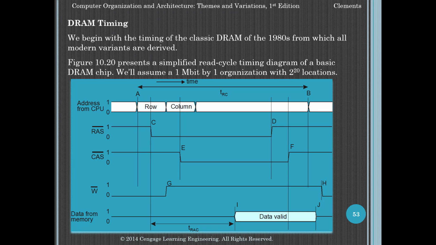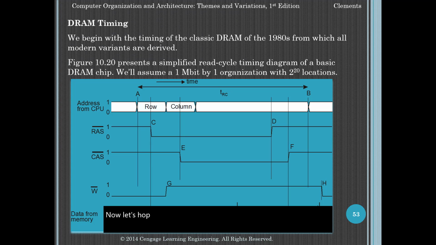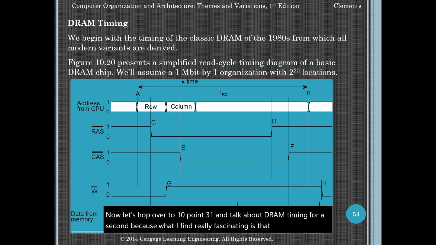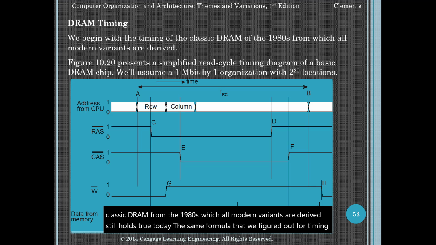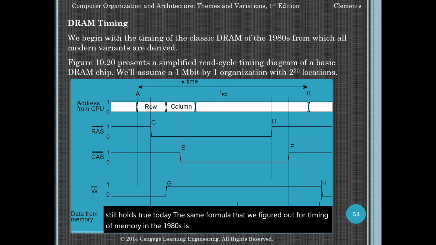Now let's hop over to 10.3.1 and talk about DRAM timing for a second, because what I find really fascinating is that the timing of our classic DRAM from the 1980s, from which all modern variants are derived, still holds true today. The same formula that we figured out for timing of memory in the 1980s is exactly the way your stuff works right now. And some people might see that as a bad thing, but sometimes when you just make something and it works, you're not necessarily inclined to try to figure out another way.